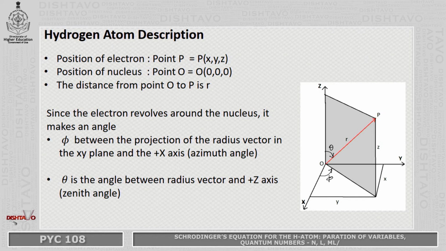Let P be the point or position of the electron, that is (x, y, z), and O be the nucleus, or the position of the nucleus. The distance from O to P is r, and angle theta is the angle made by the projection of point P on the positive z axis, whereas angle phi is the angle made by the projection of point P on the xy plane with the positive x axis.